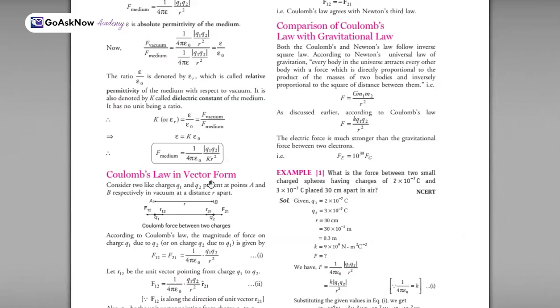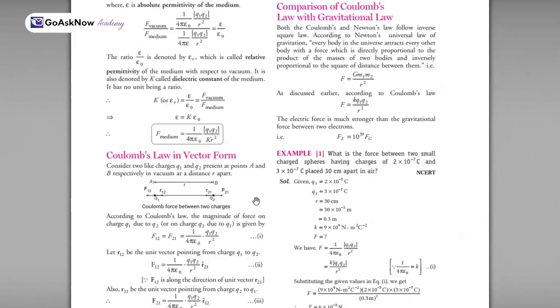Consider two like charges Q1, Q2 present at points A and B. Okay, if I have two like charges, not unlike charges, so A and B are the points where I have to see the charges. In a vacuum, the distance between them is small r.